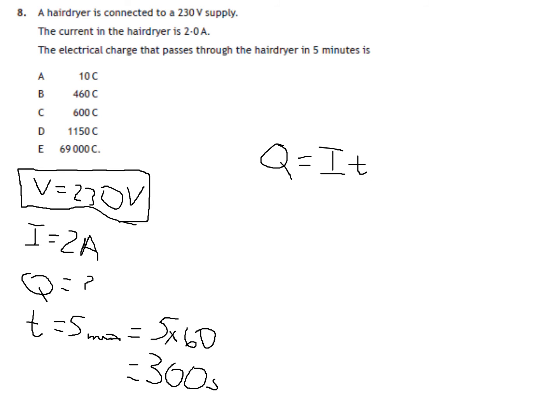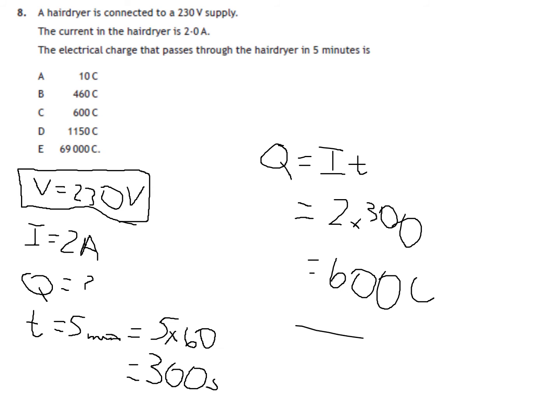Remember, we're trying to see if you understand the physics. Now, for me, once you've got to the equation stage, the find it stage, there really is no physics left. The rest of this is now just a maths exercise. You just plug in your numbers and you get your answer. So 2 times 300. And the answer there, if you work it out on a calculator or you can do it in your head, is 600 coulombs. So the answer there is letter C.